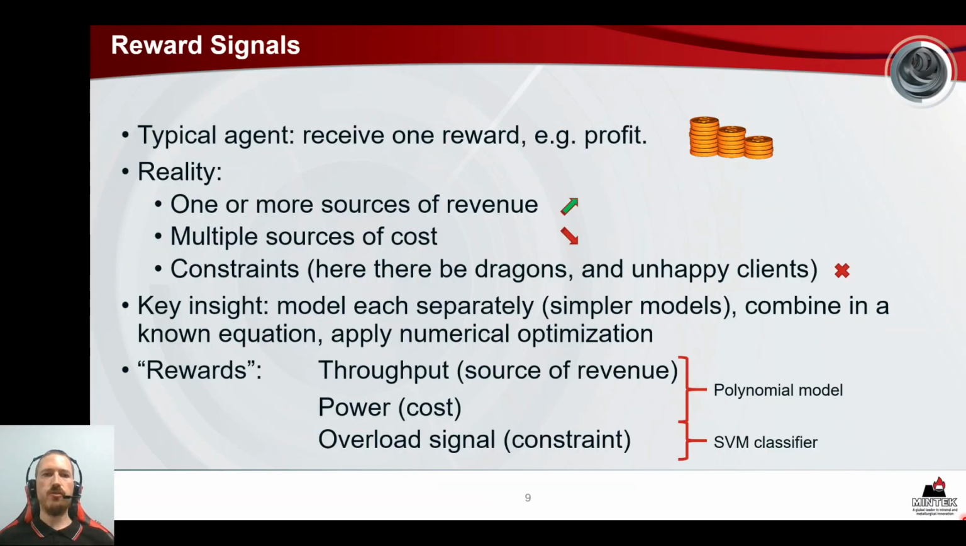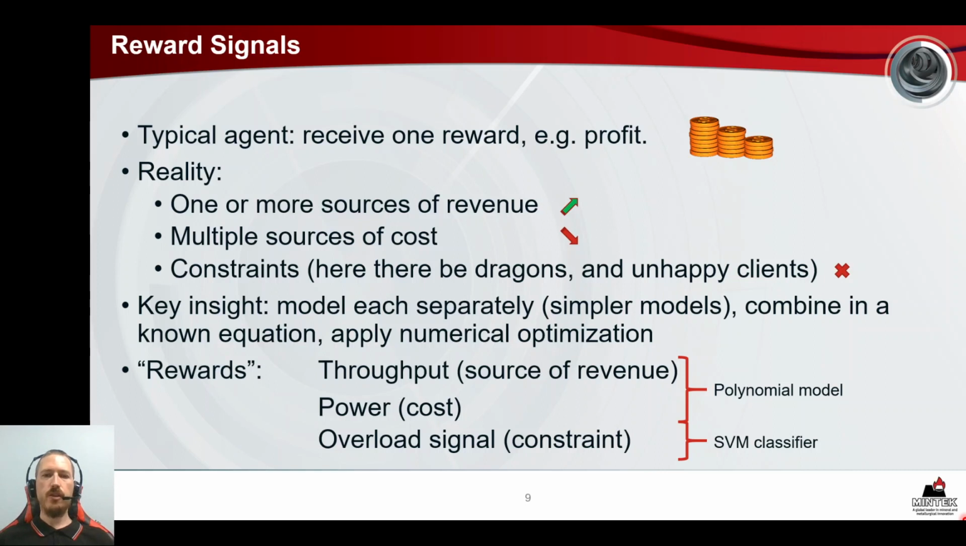Your typical reinforcement learning agent will receive one reward. In this case, profit is the logical choice. But in reality, profit can be made up of one or more sources of revenue. There can be multiple sources of cost, and there are also constraints that you don't want to violate.